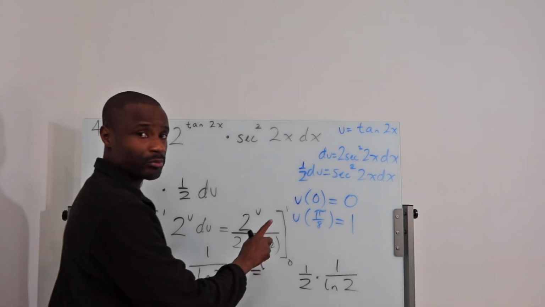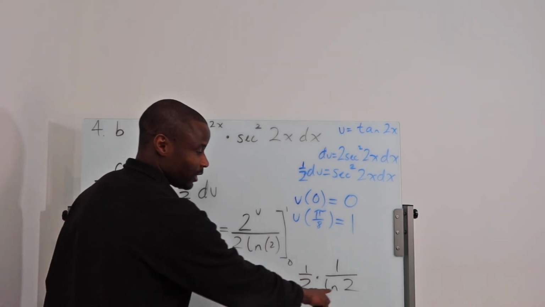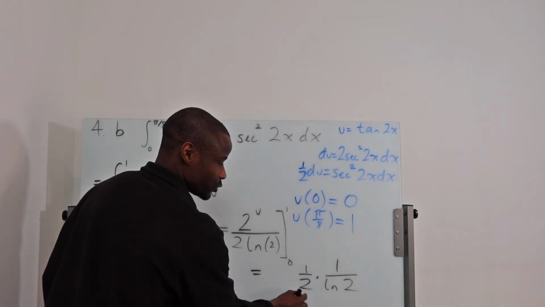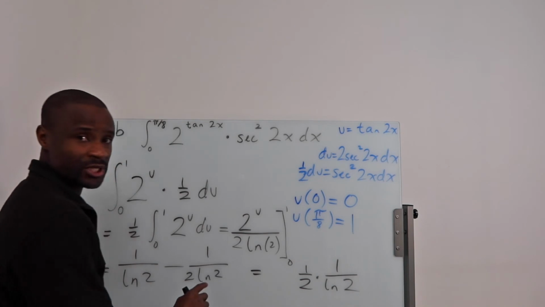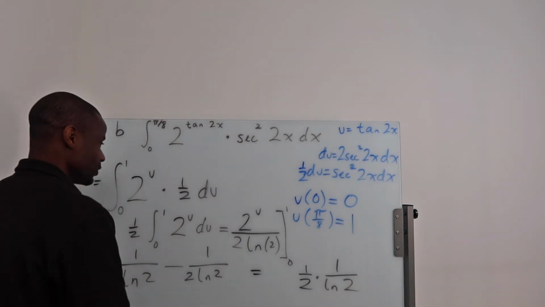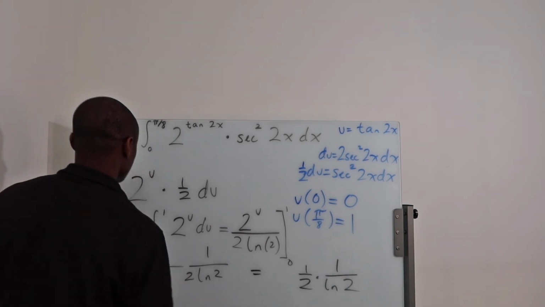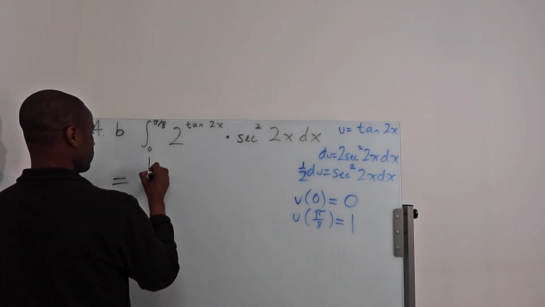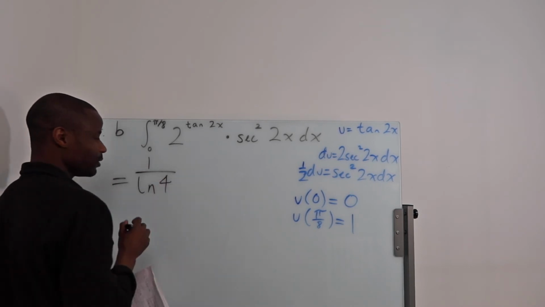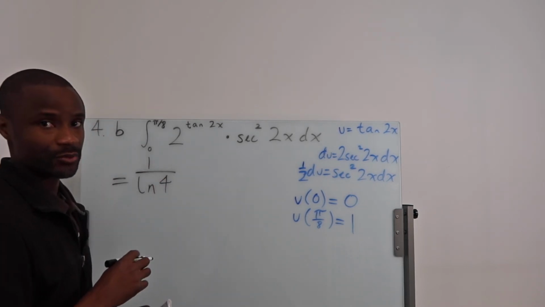And then using our property of logs, where we can just combine powers, this 2 can just become a 2 squared here using the power property. So our final answer then is going to be 1 over natural log of 4, 1 over the natural log of 2 squared, which is 4.